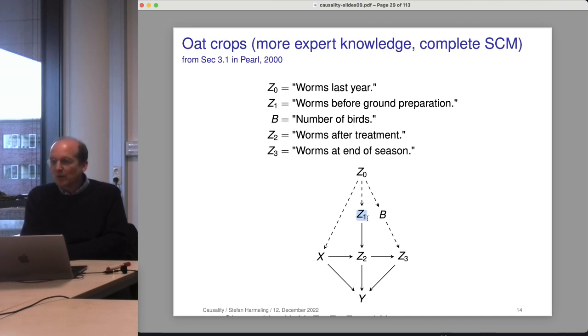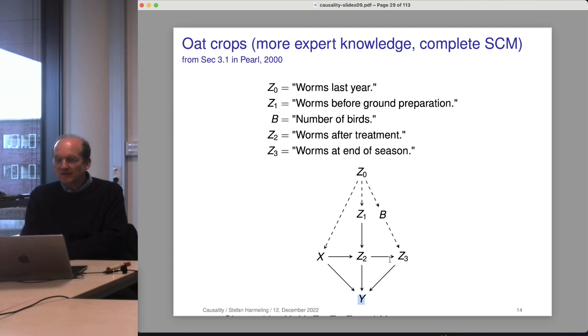I can also count the worms before the ground preparation. So that might be interesting information as well. And I can also count the number of worms at the end of the season. And now from my expert knowledge, I know that the number of worms probably will tell me whether my harvest was good, but possibly also there might be a direct effect. Maybe the chemicals are bad for the oat or something. And maybe the number of worms at the end is also telling me something.